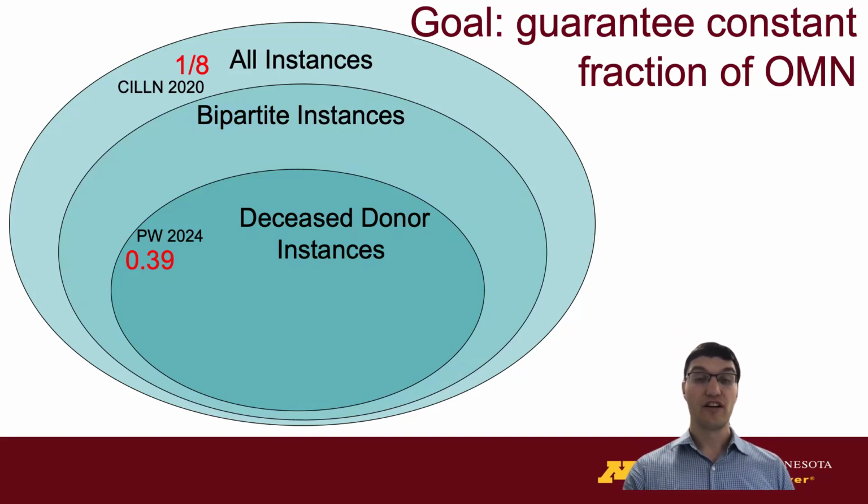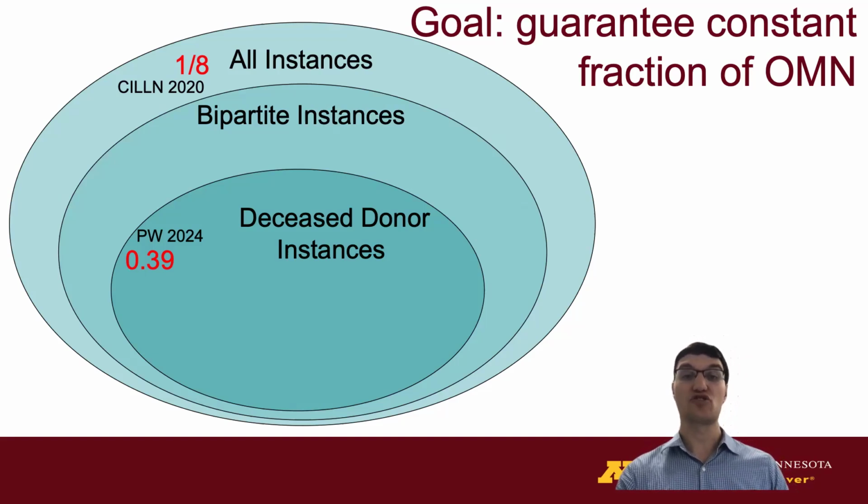Or going further, you might assume that it's what I'm calling a deceased donor instance, which is not only bipartite, but also one side of the market, the organs, departs immediately. So for that particular setting, it was shown just a couple of years ago that you could actually have an algorithm that achieves 39% of this omniscient benchmark.